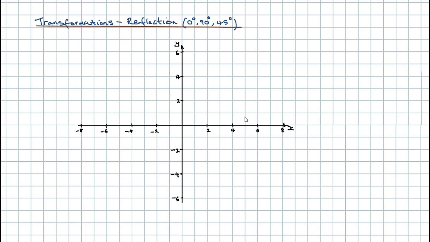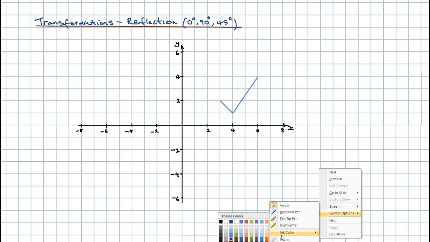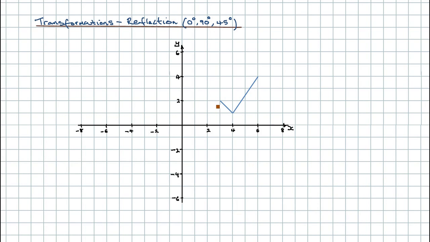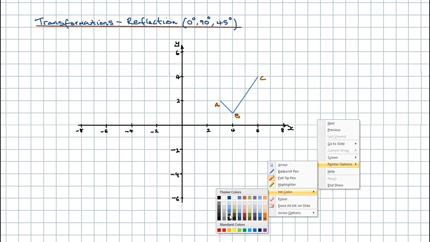Let's go ahead then and reflect some object. So it could be a point, it could be a line or a shape. I'm going to draw 3 points and join them together with 2 lines. So let's draw a line from here to here. And let's make a tick, so we're joining it up to 6, 4 up here. Okay, and now always a good idea to label anything we draw. So this is point A, this is point B, and this is point C.